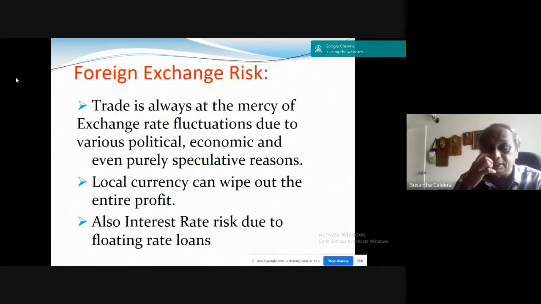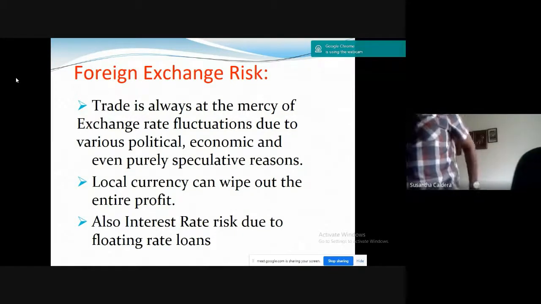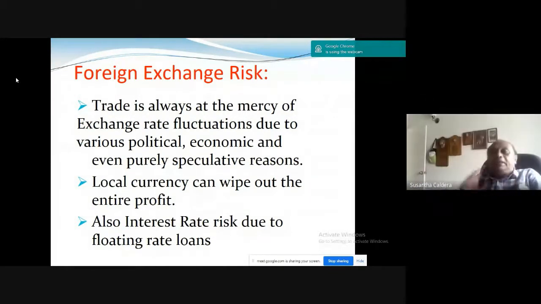Foreign exchange risk. Just read through this. Trade is always at the mercy of exchange rate fluctuation. Example, Sri Lanka. Due to various political, economic, and even purely speculative reasons. Here, we don't have any speculative reasons. We are completely in shambles now. Right? Every day, we don't know what the rate is. What's the rate now?